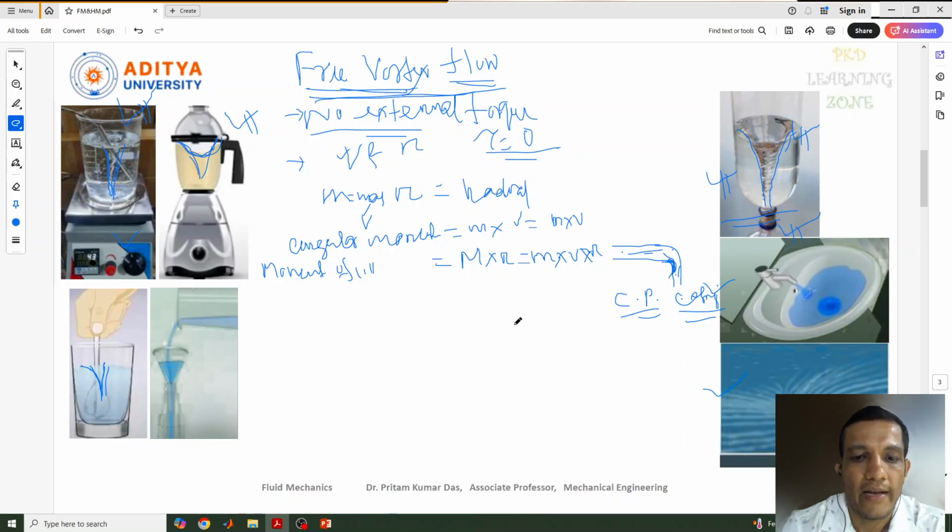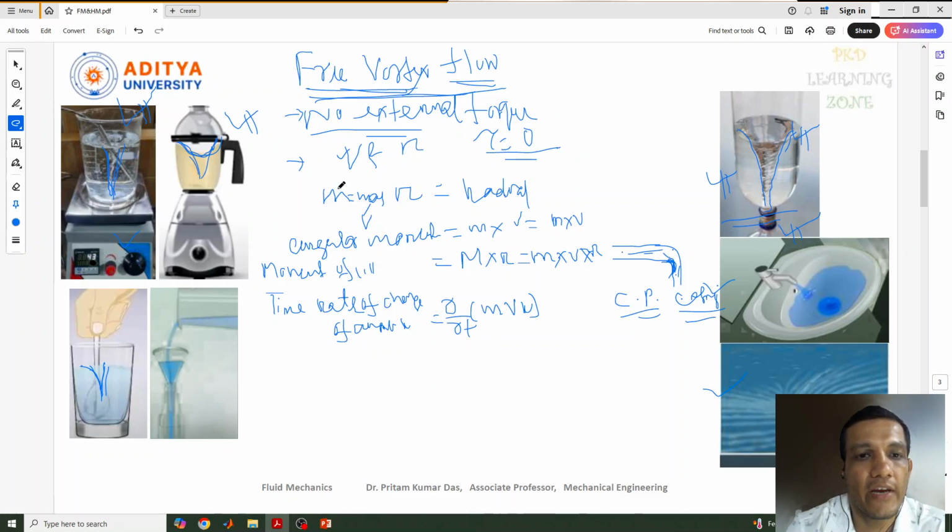Now I can write the time rate of change of angular momentum, which is the derivative of this moment of momentum with respect to time. So we get del by del t of mvr. For free vortex flow, we know that the time rate of change of angular momentum is equal to 0. So del by del t of mvr equals 0.